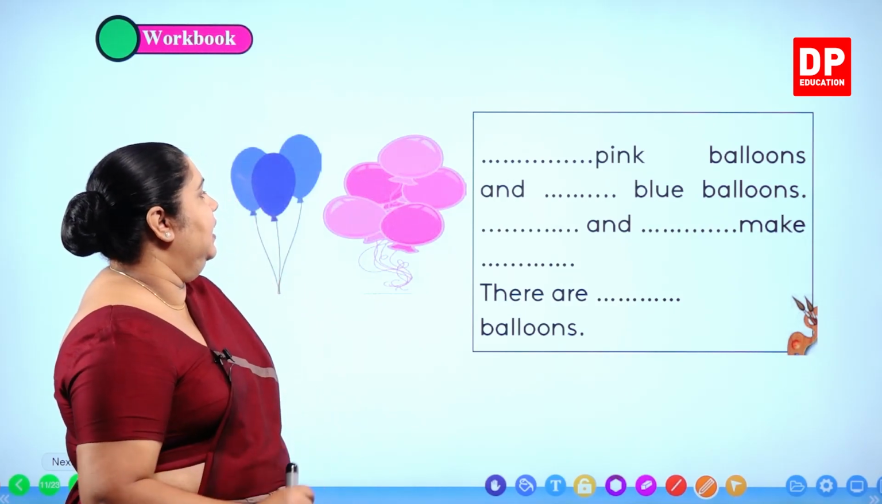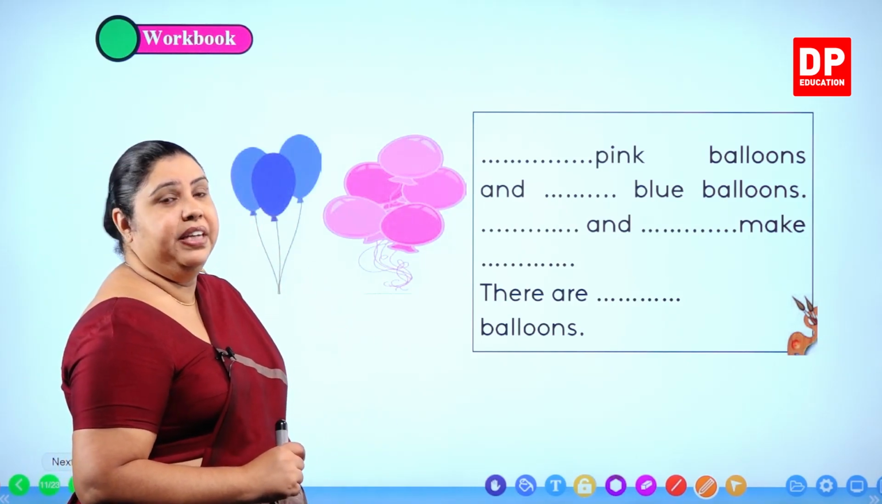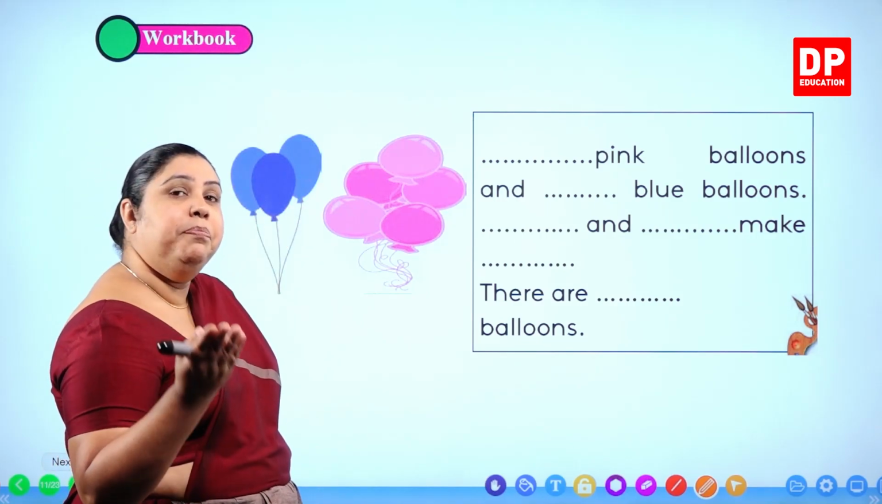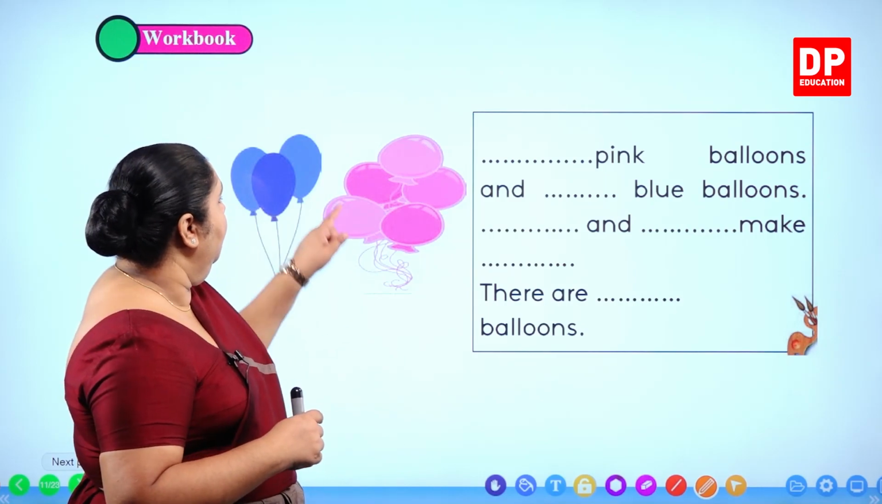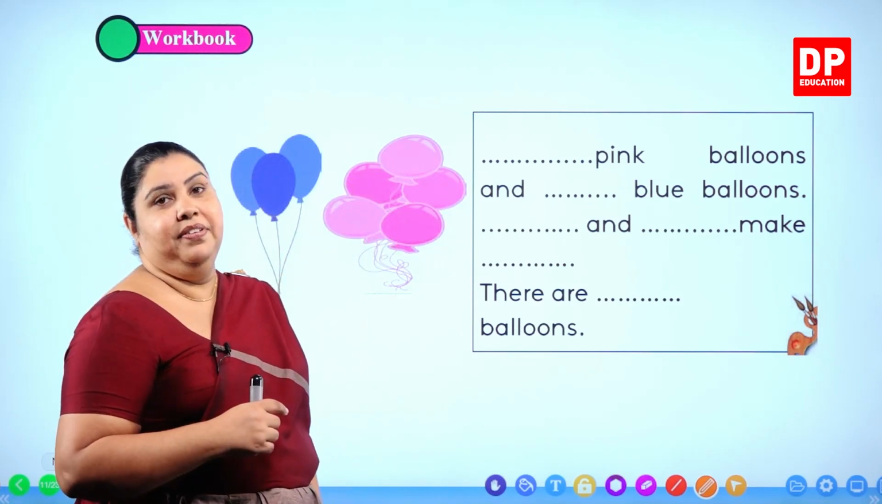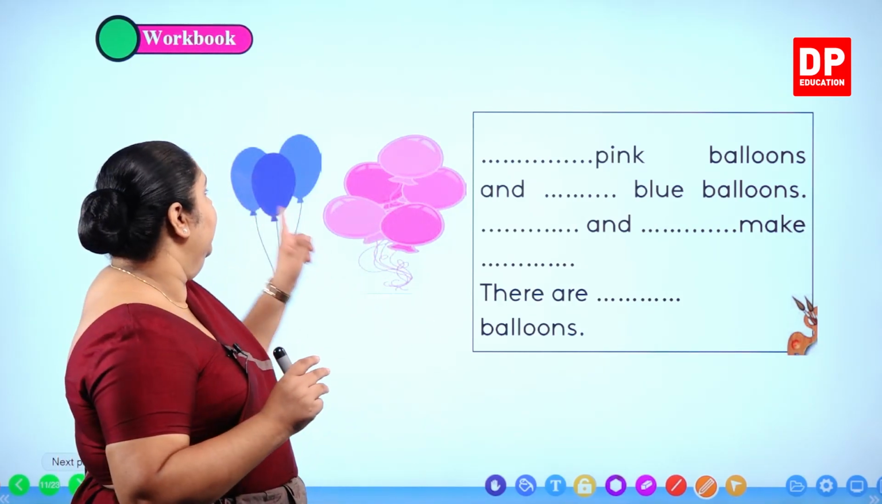So let's start counting. How many blue balloons do we have here? 1, 2, 3. How many pink balloons do we have? 1, 2, 3, 4, 5. How many pink balloons? 5. How many blue balloons? 3.